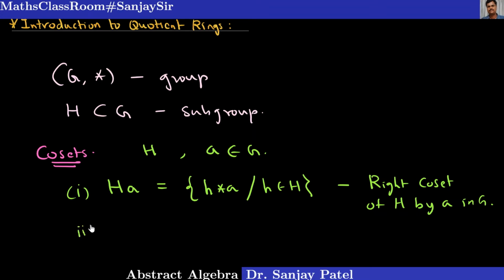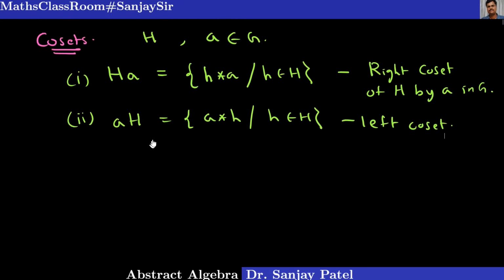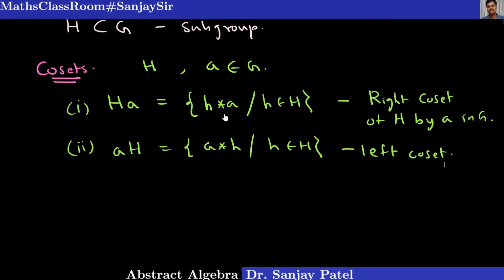Okay, same way we can define what is called left coset. Here A is written on the right hand side of H, so it is called right coset. And if it is written on the left hand side of H, we know it is called left coset. So the definition is just replacing H star A by A star H. So this is called left coset of the subgroup H by the element A in G. So we know this type of cosets, and remember here star is any binary operation.